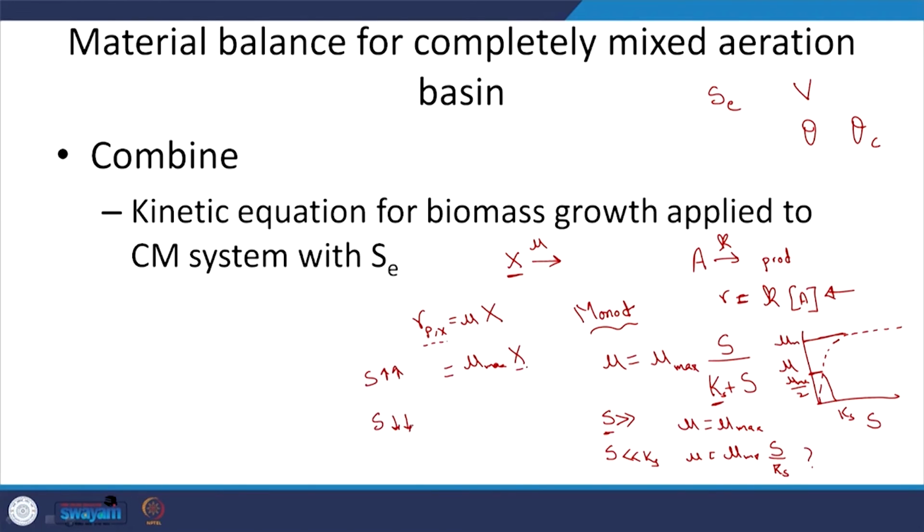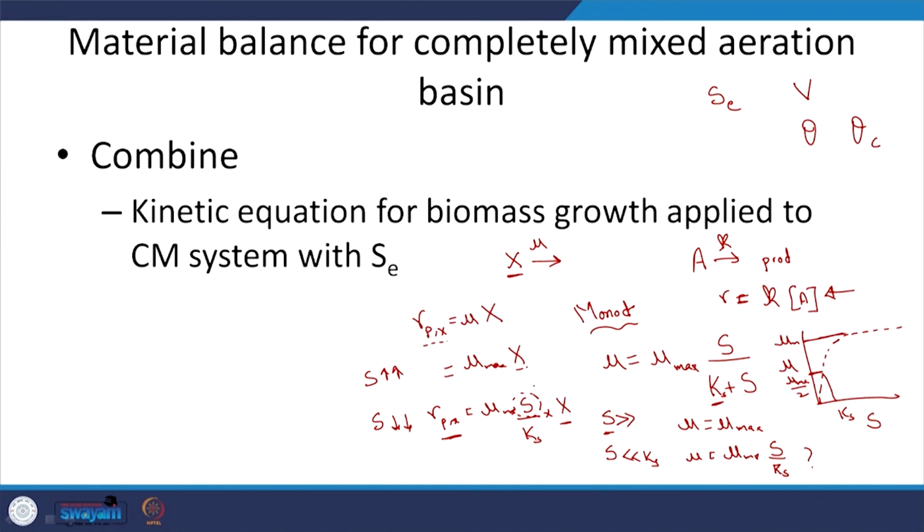But the other case, when S is very low, especially compared to Ks, what will that turn out to be? Rate of production of X will turn out to be equal to mu max into S by Ks into X, meaning the microbial growth rate will not just depend on the microbe concentration, but it will depend upon the amount of food available. That is the case when the substrate is low.